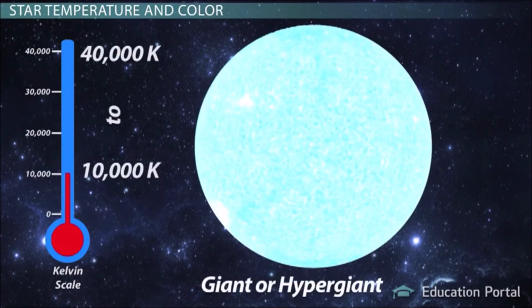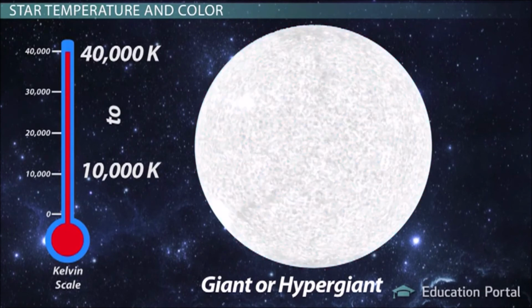On the opposite end of the color spectrum are the blue stars. These stars are giants and hypergiants, much, much bigger than the sun, and also much, much hotter, between 10,000 and 40,000 Kelvin. For us on Earth, though, most stars in the sky, except for the brightest ones, appear white or bluish-white because they don't emit enough light for our eyes to see color.